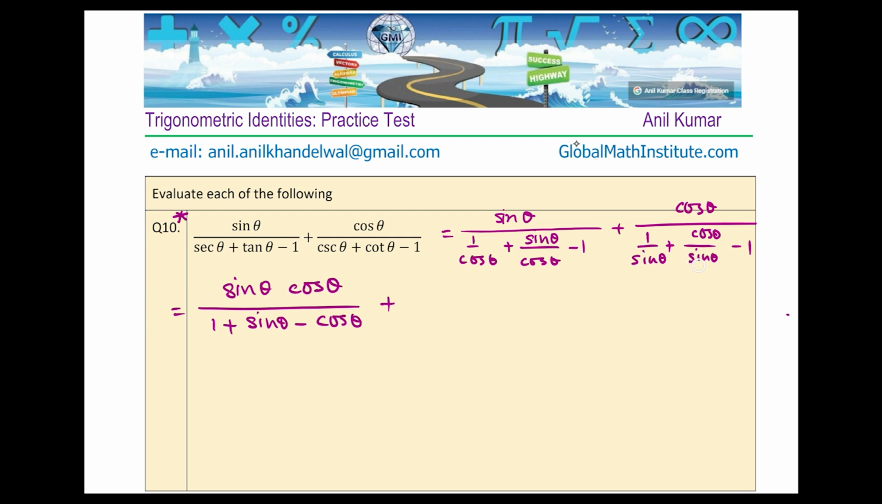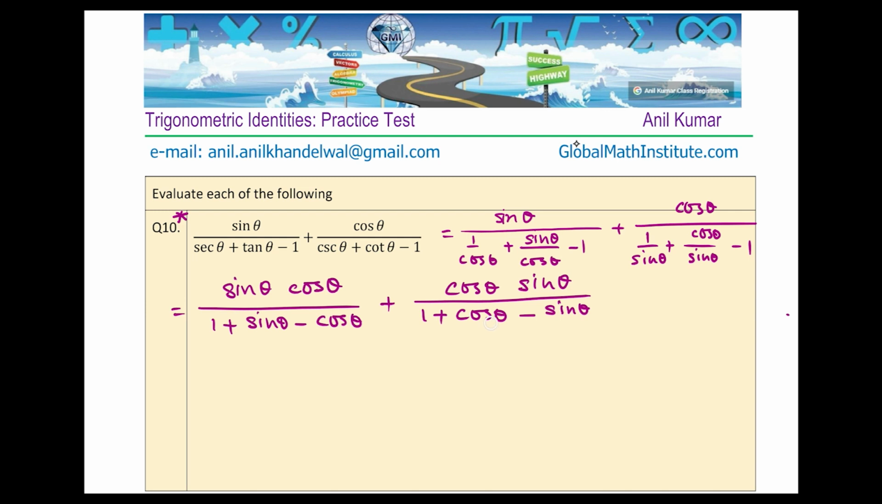In this expression, sine theta is the common denominator, it gets multiplied with minus 1. So we get here cos theta sine theta divided by 1 plus cos theta minus sine theta. Is that clear to you? So that is how we have simplified this particular expression.